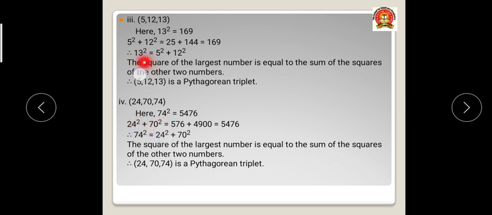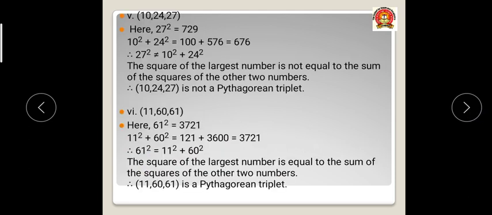Now here, writing this statement is compulsory in the answer. Okay students, here 74 square is equal to 24 square plus 70 square, that is 5476. Observing it, they are equal, and therefore it is a Pythagorean triplet. Now see next, 10, 24, 27. 27 square is 729. 10 square plus 24 square is 676, and therefore they are not equal, and 10, 24, 27 is not a Pythagorean triplet.